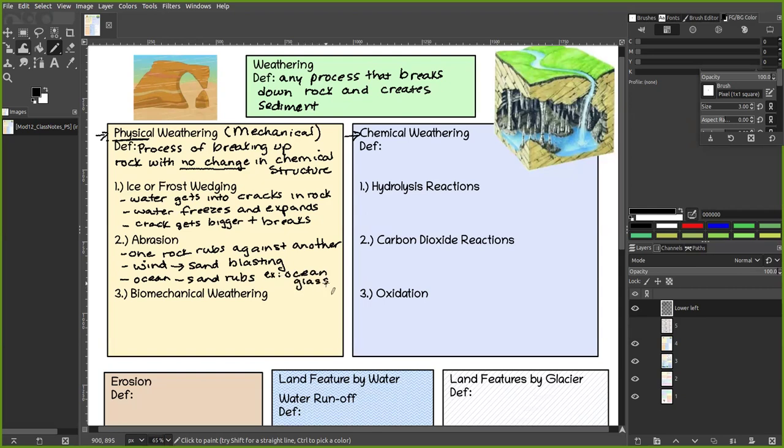Third method of physical weathering is called biomechanical weathering. And this is done by both plants and animals. So in plants, roots will grow into the cracks. Remember, roots are really small, and they're searching out any kind of water, any place that they can grow and attach themselves. So roots grow into the cracks in the rock. And once they've grown in there, the roots are going to get bigger. And then it breaks the rock. Pushes that rock apart.